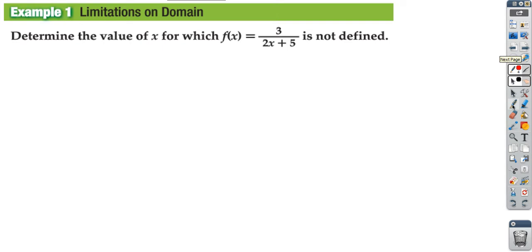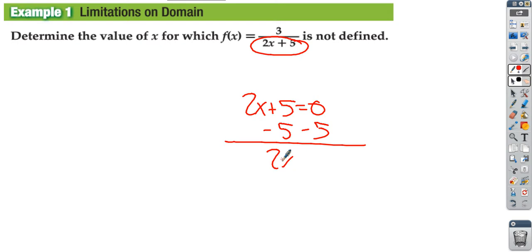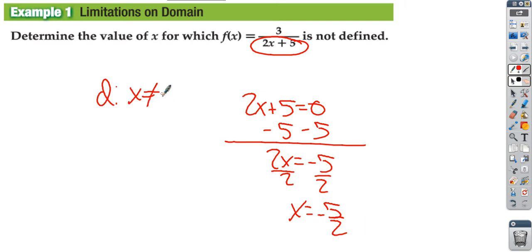Alright, let's do just one more of these. It says determine the value of x for which this is not defined. Well, that's not going to be defined when that is equal to 0. So we'll set it equal to 0 and subtract 5 from both sides. And then when we divide both sides by 2, we get x equals -5 over 2. So how do we say that as a domain? We would say the domain is x can be anything except for -5 over 2. That's how you would state the domain for that function.